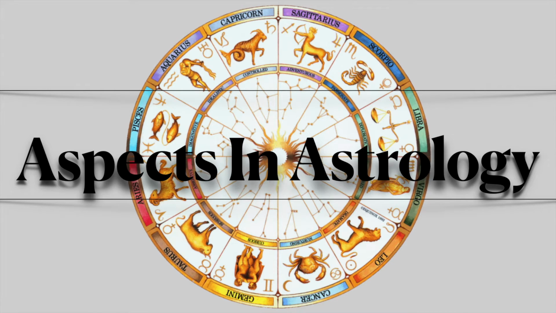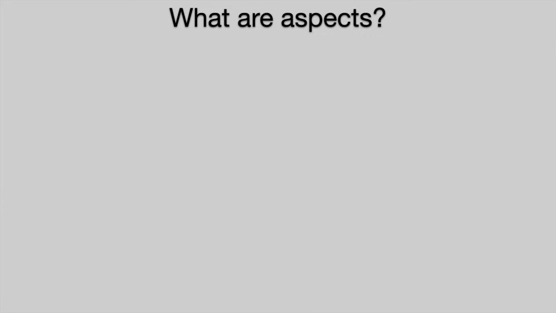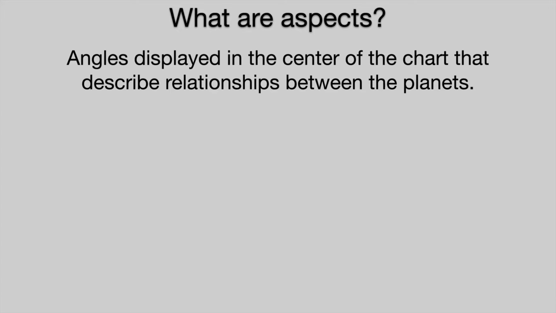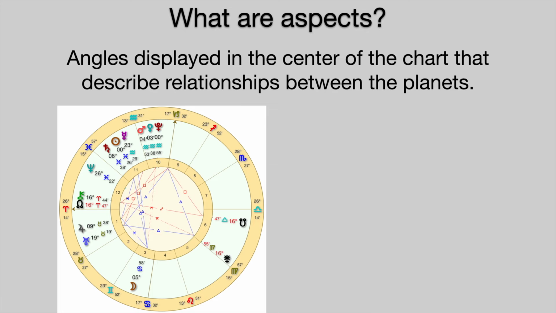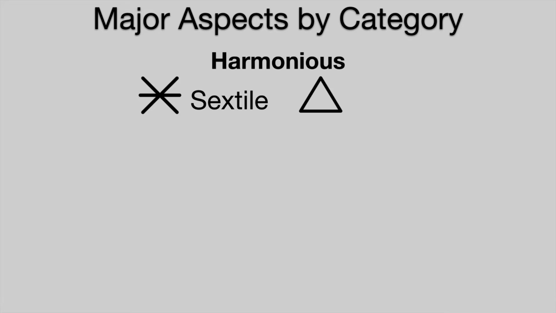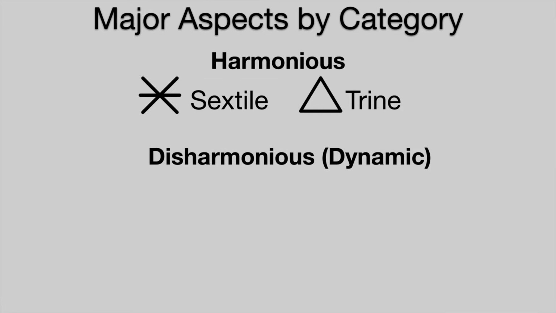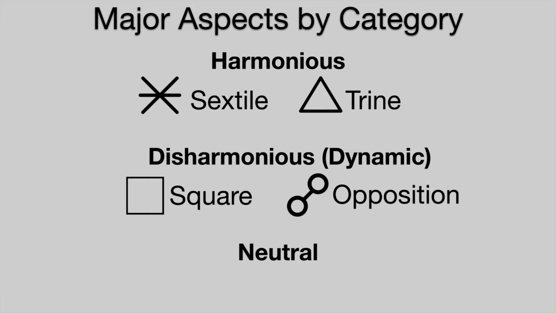Aspects in astrology. What are aspects? These are angles displayed in the center of the chart that describe relationships between the planets. Here's an example. Major aspects by category. Harmonious aspects are the sextile and trine, and these are their symbols. Disharmonious or dynamic, the square and opposition, and a neutral aspect is the conjunction.